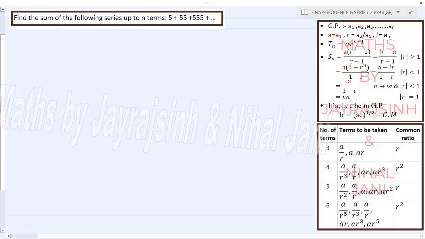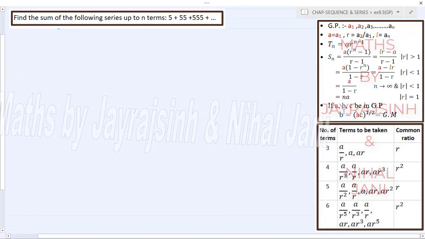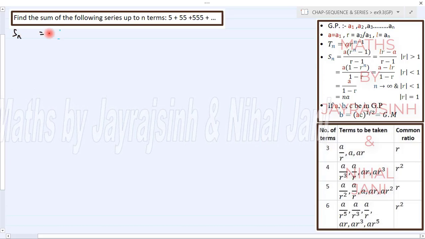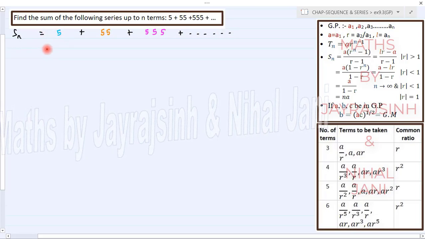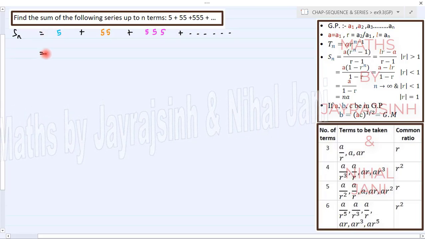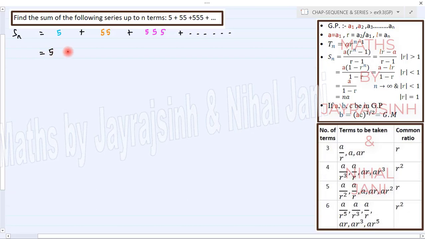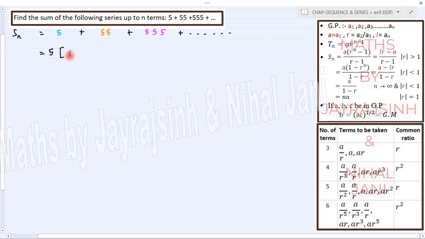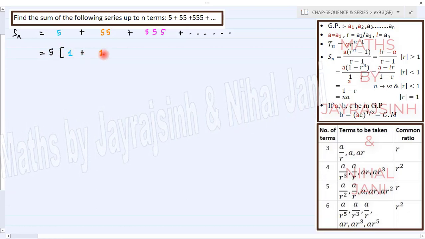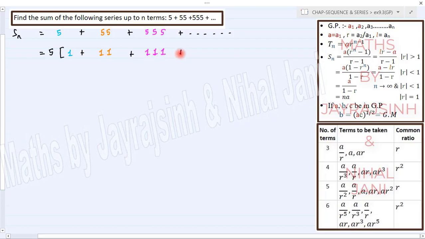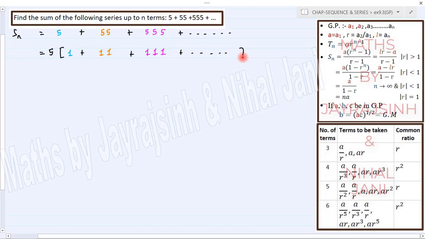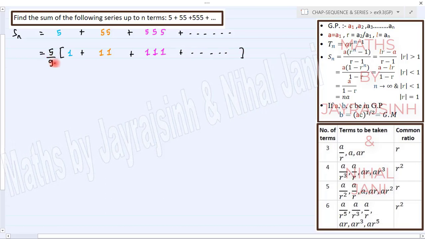In this question, you have to find the sum of the following series up to n terms, which is 5 plus 55 plus 555. This is a special type of series. To solve it, first of all, you have to take 5 common. So you'll get 1 plus 11 plus 111 and so on. Now, we have to multiply and divide by 9.